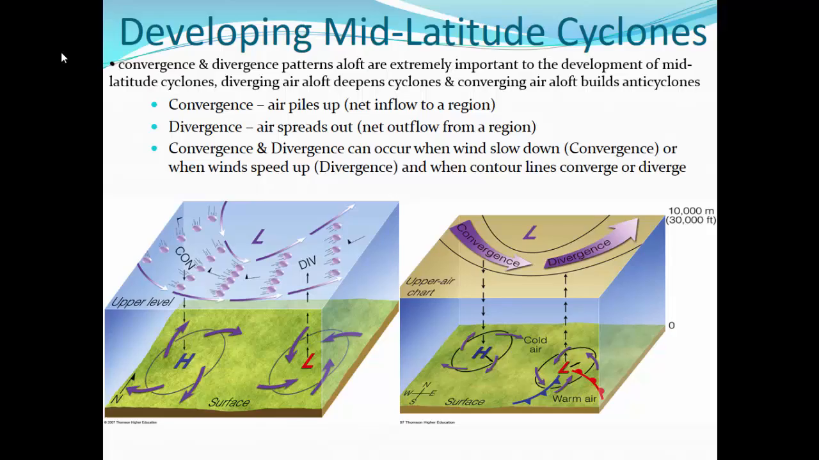So it takes a trough of low pressure, or at the very least, divergence in the upper levels of the atmosphere to induce the low. The divergence induces the low at the surface, and the convergence in the upper levels of the atmosphere induces the high at the surface.